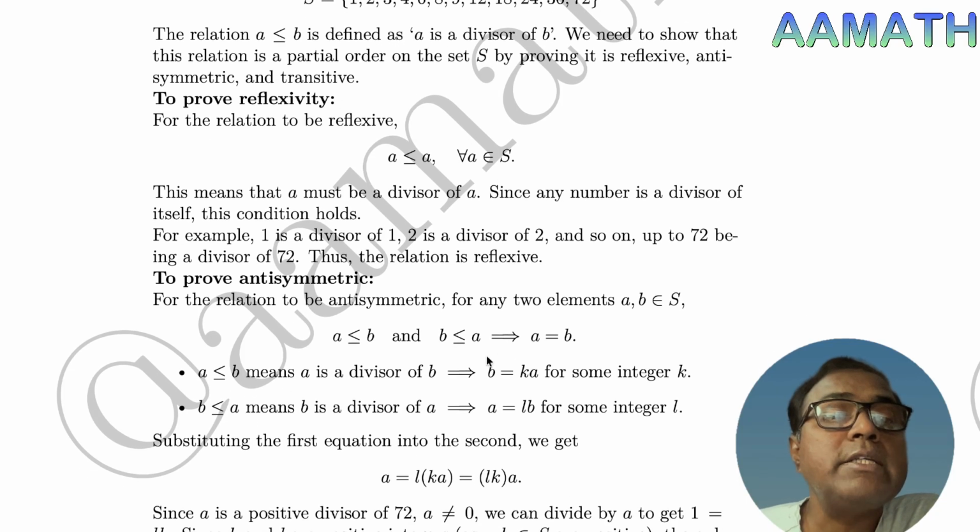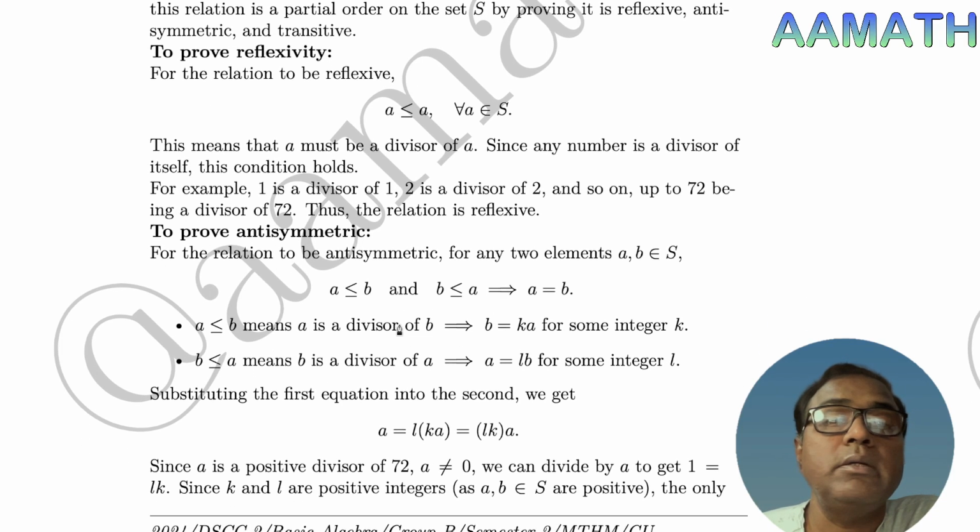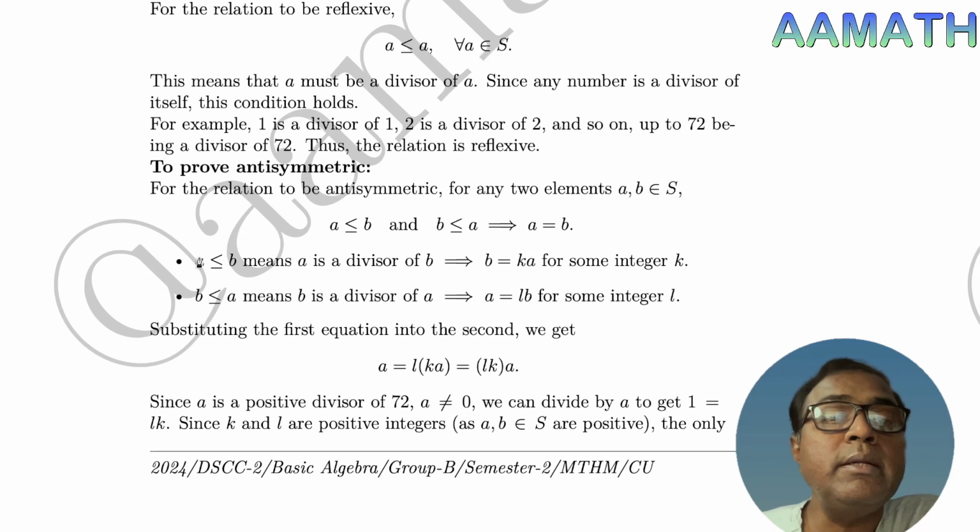Next, the second condition: to prove antisymmetric. The definition of antisymmetric is this: for any two elements A, B belonging to S, A ≤ B and B ≤ A implies A equals B. This is the condition for an antisymmetric relation. Now, A ≤ B means that A is a divisor of B, that means B equals some integer K times A, and B ≤ A means B is a divisor of A, that is A equals some integer L times B.